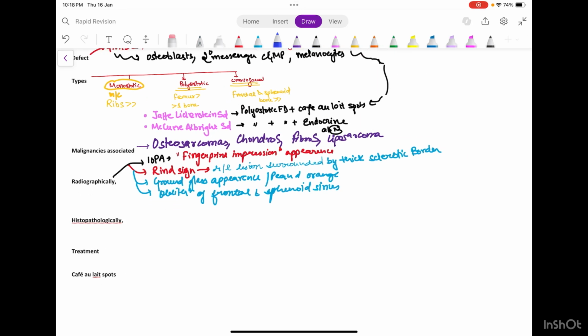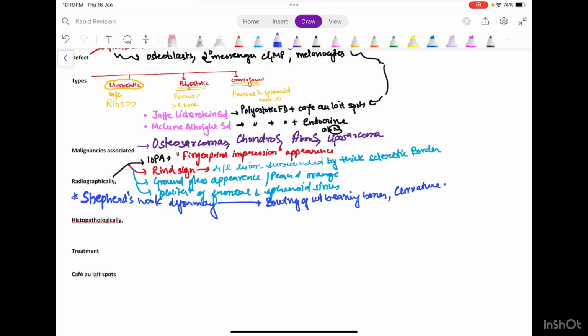Now there is one very important feature that you should know is Shepherd's hook deformity. Now in this what happens is there is a bowing of weight bearing bones, and there is a curvature of femoral neck, basically proximal shaft.